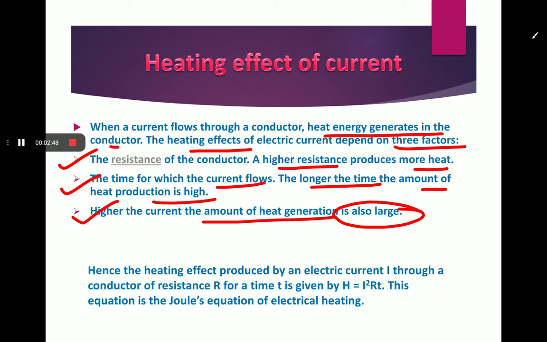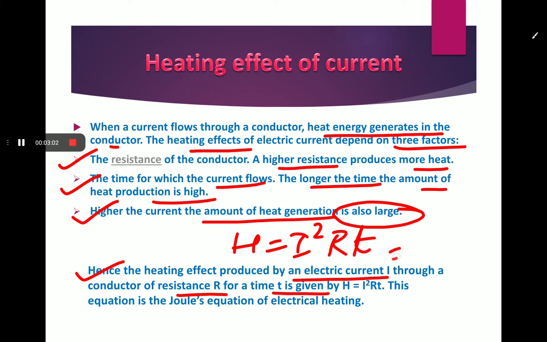Hence, the heating effect produced by an electric current I through a conductor of resistance R for a time t is given by the equation H is equal to I squared R t. This equation is known as Joule's law of heating effect or Joule's equation of electrical heating. Now, we will derive the formula for the heat.